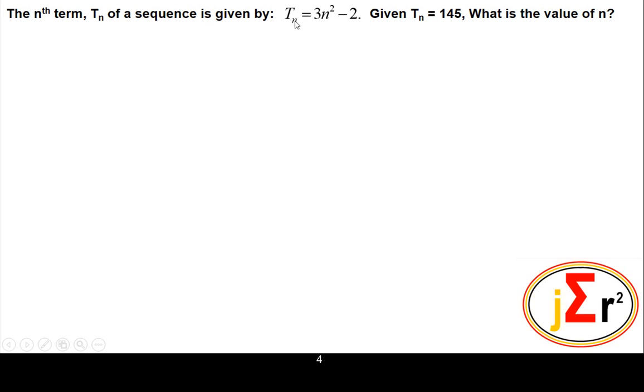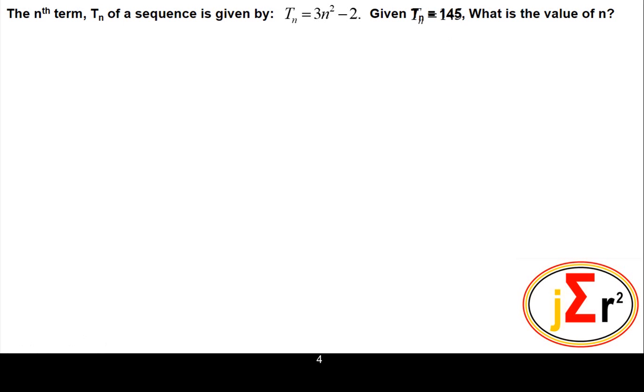So if we are looking at this, it's a logical conclusion that if Tn is equal to 3n² − 2, and Tn is also equal to 145, then 3n² − 2 should be equal to 145. Well, that makes perfect sense. In the context that we are attempting to find n, that is the most logical conclusion to arrive at.